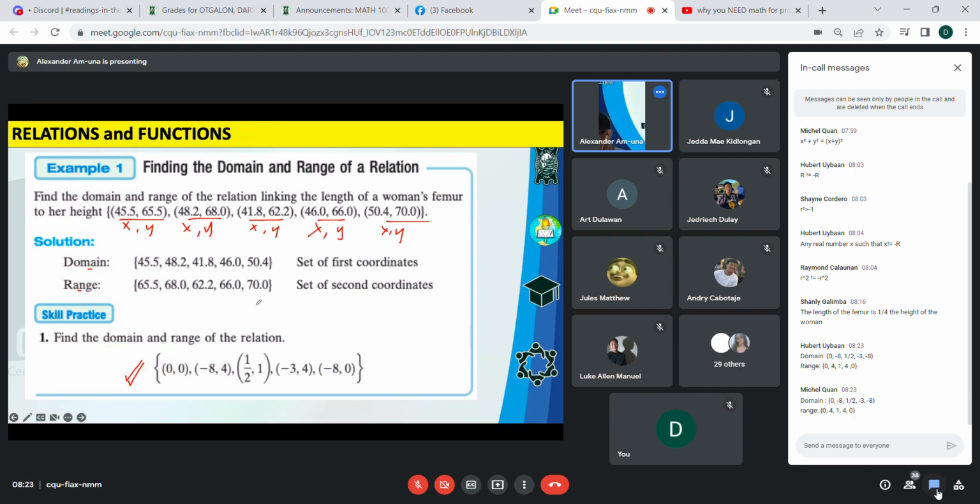Okay. Let's see. Okay. Good. So we have the answer of Hubert and Michelle, and then Jedrick. Okay, let's check first the domain. For the domain, okay. So you listed here 0, -8, 1/2, -3, and -8.